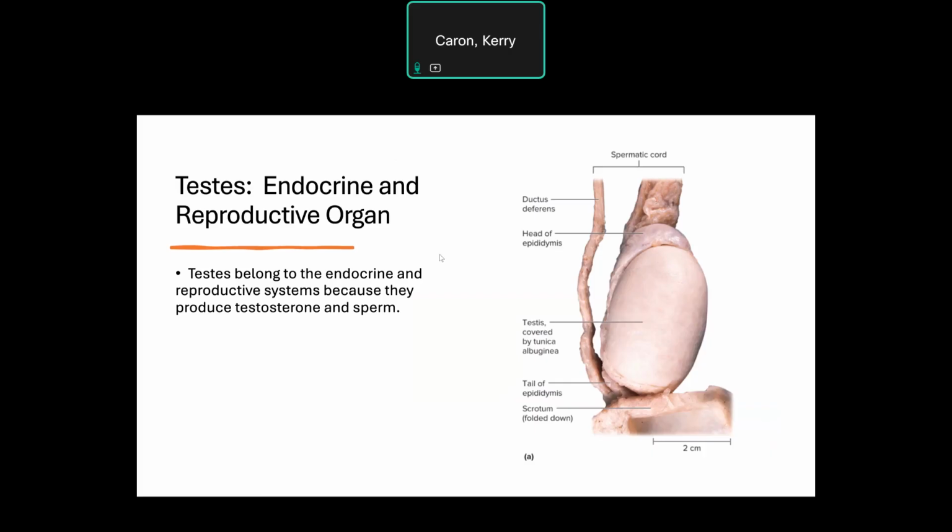So the primary sex organ, the primary genitalia for a male is not the penis, it's the testes. And the testes is an endocrine and reproductive organ. The testes belong to both because of the hormone testosterone. And at the testes is where sperm is produced.